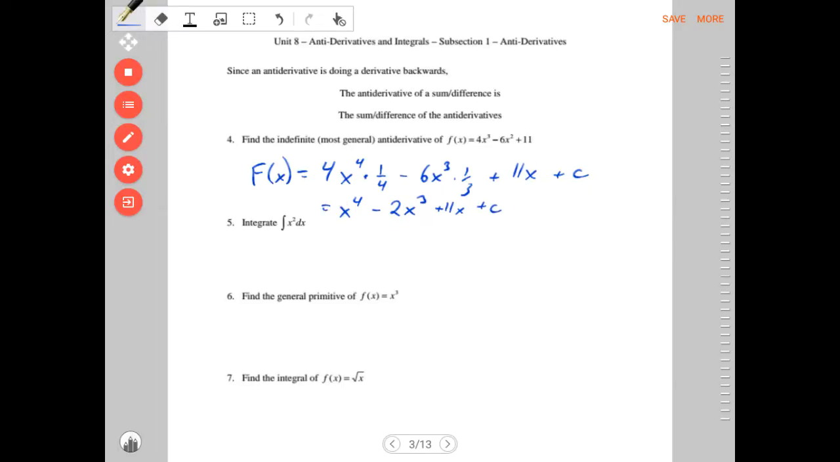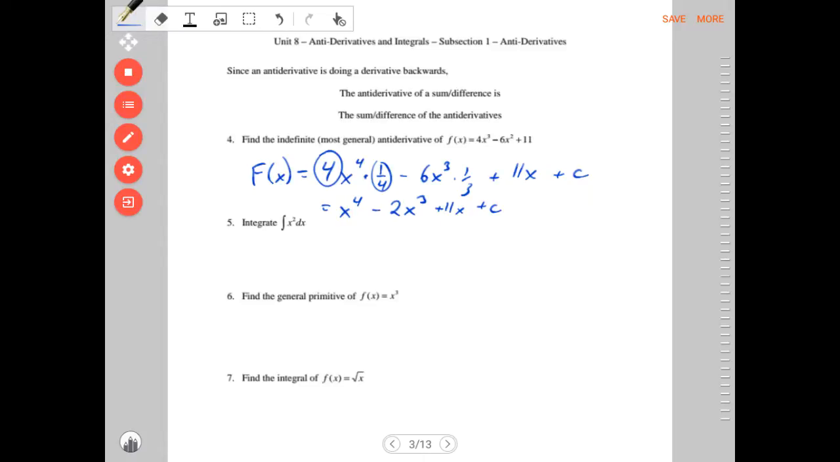There you go. Now, one thing you're going to get used to is you're going to see this a lot, the 4 and the 1/4. If you notice that right away, you don't have to write that. You could have just canceled the 4 and the 1/4 and just written x to the 4th. That'll be handy later on, but give yourself a chance to get used to this first.